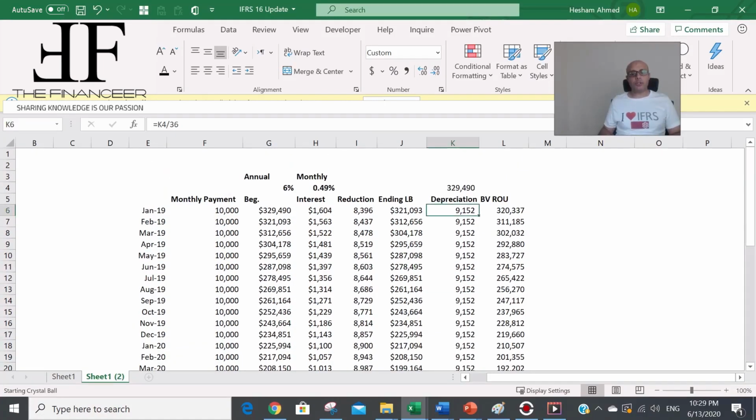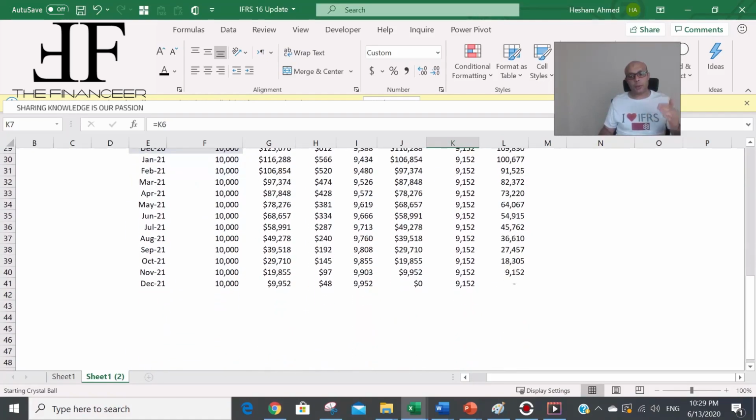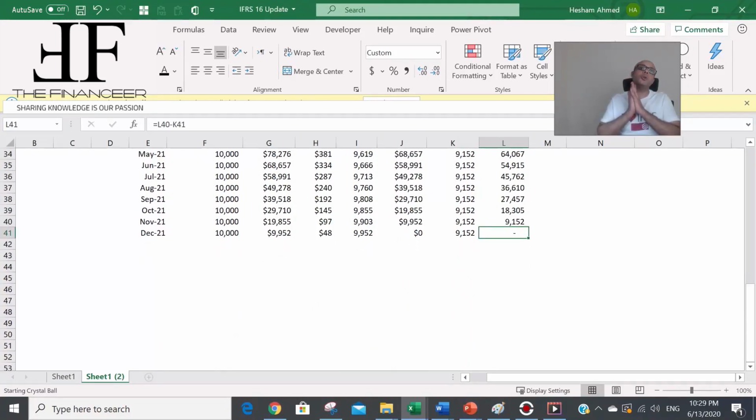And if you are going to depreciate in the first month 9,000, and this is the beginning value of the right of use, so this will be the ending balance at the end of the first month. And you are going to say the ending balance of the second month equals the ending of the first month minus the depreciation of the second month, and you are going to do the calculations up to the end of the 36th in order to reach 0.